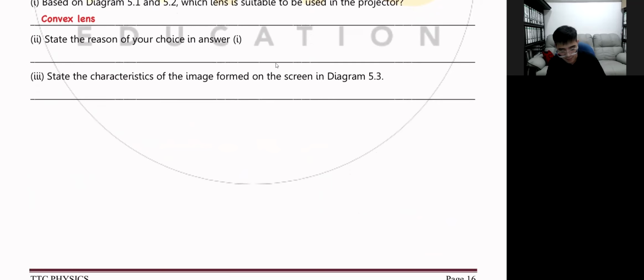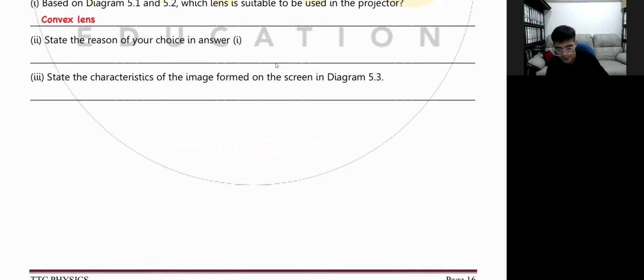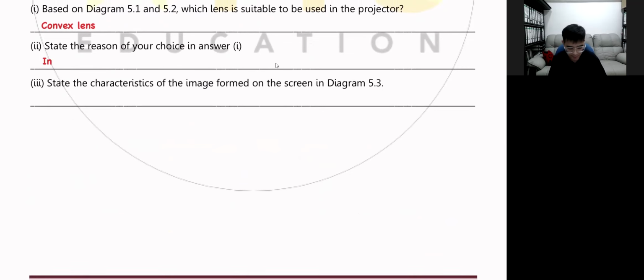Now the reason why is because, can you tell me what kind of size of image do you want to get on the screen? A bigger one or a smaller one? Definitely a bigger one, right? So if you want to get a bigger image on the screen, you must use convex lens. So you can write, in order to produce a real image. Either you can write to produce real image, or to produce a magnified image. Or together also can, real and magnified image.